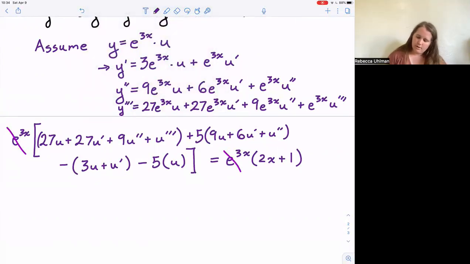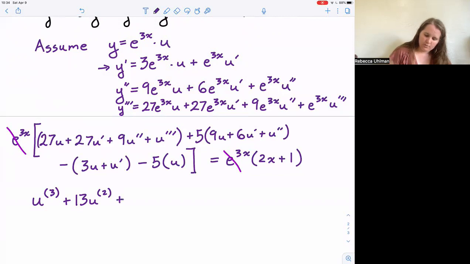We have u triple prime, or third derivative of u. Then we have 9u double prime plus 5u double prime, so we have plus 13 second derivative of u. We have 27u prime plus 30u prime minus u prime, which would be plus 56u prime.